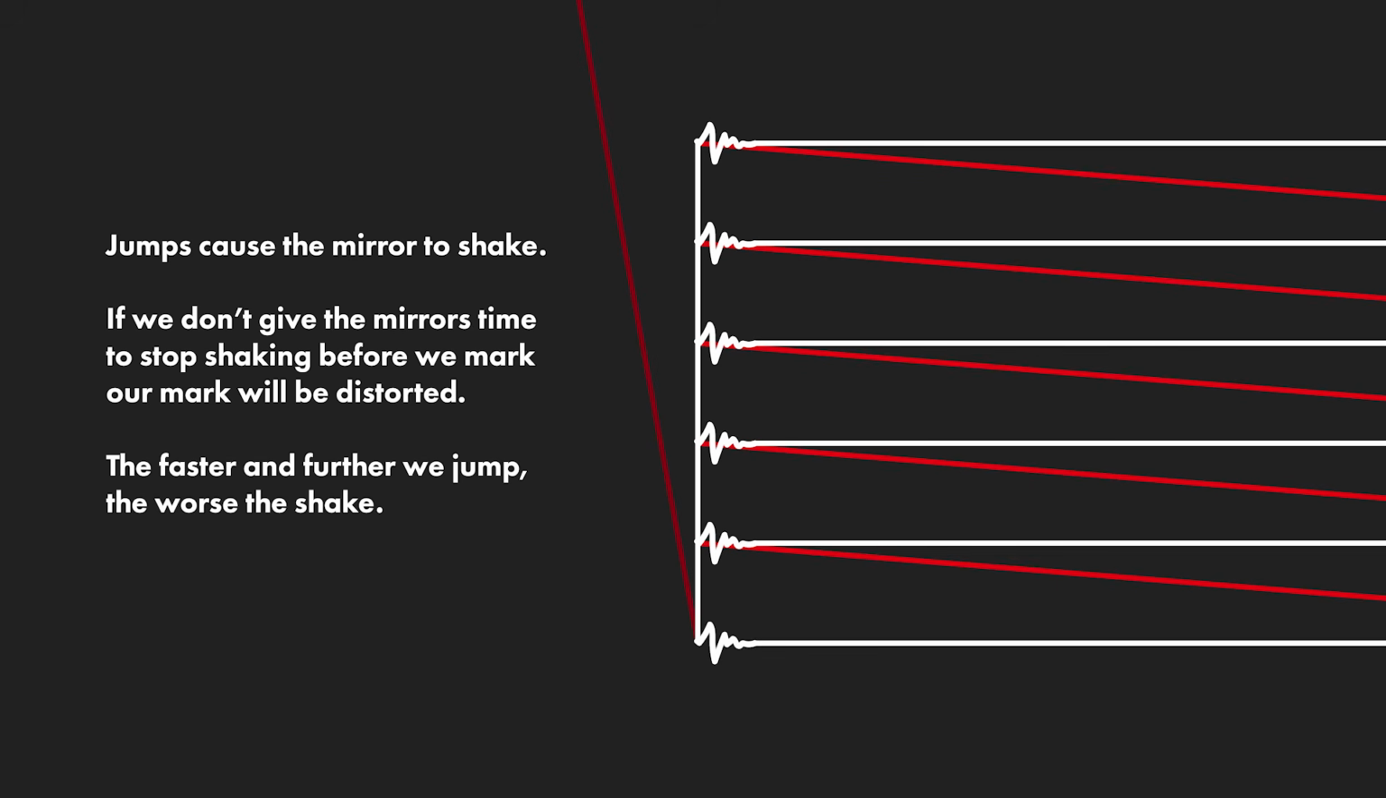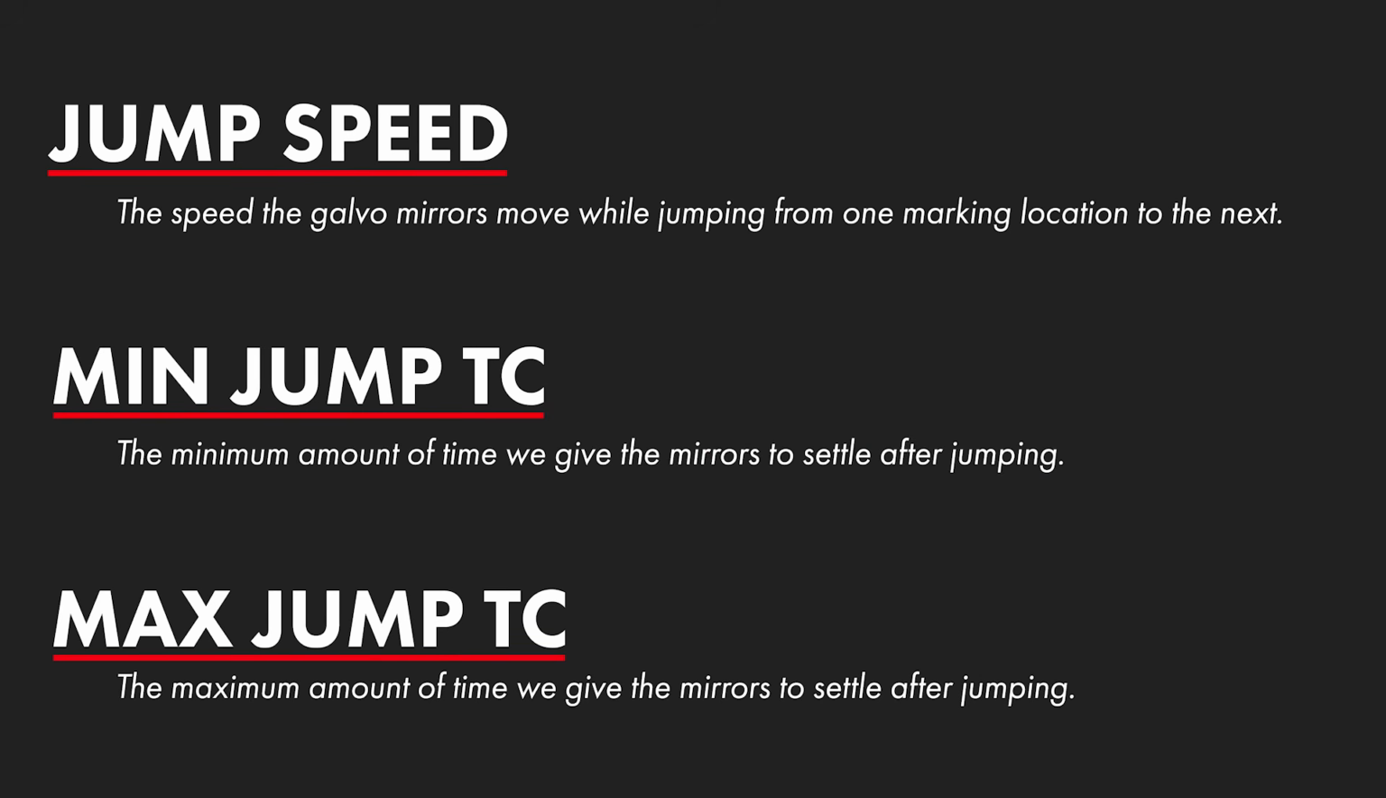There are three jump-related settings we have to pay attention to: jump speed, min jump TC, and max jump TC. We're going to break down the jump delay settings into pieces so that we can better understand how each value affects the quality of our engraving and what we can do to mitigate the effects of mirror vibration. The first one we'll take a look at is jump speed. Jump speed is pretty simple. It's the speed at which the jump is performed. The faster the jump, the more the mirrors are shaking when they reach their next marking position.